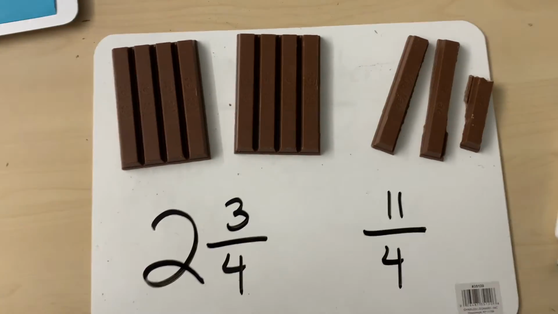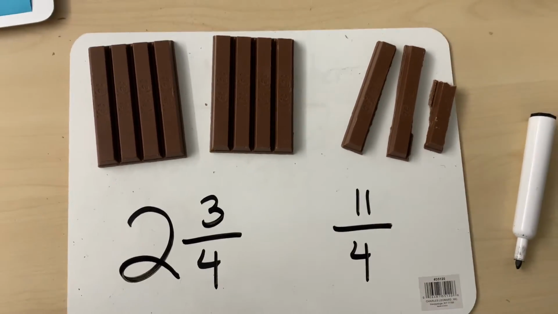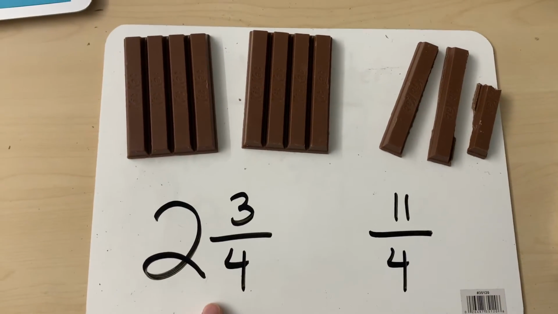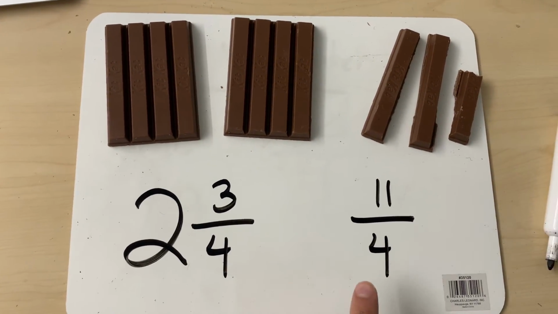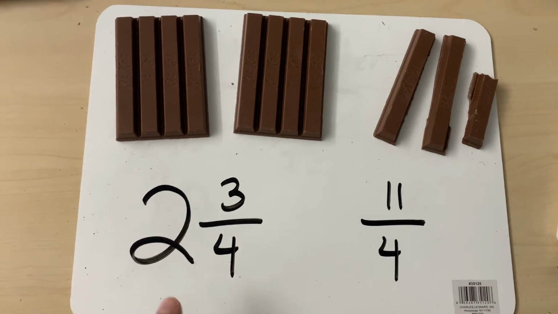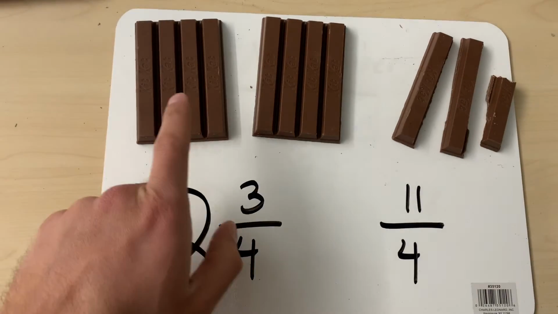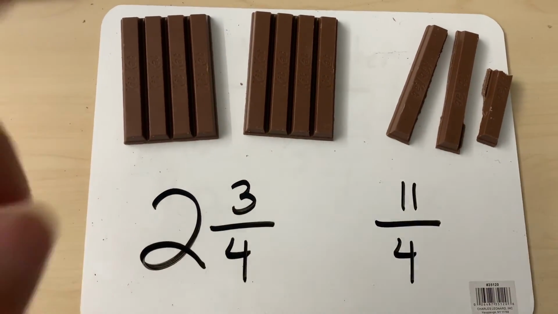Look at that, you guys. We have 2 ways to represent the same amount of Kit Kats. One way is with a mixed number, and one of them is with an improper fraction. Both 2 3/4 and 11/4 represent the same thing.